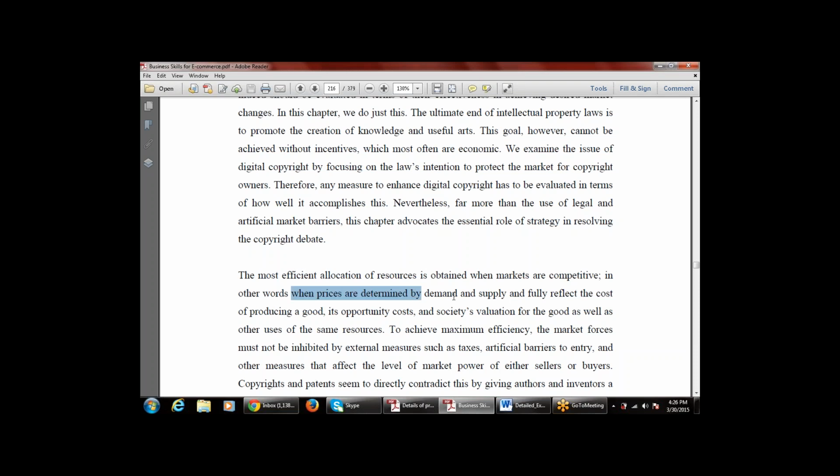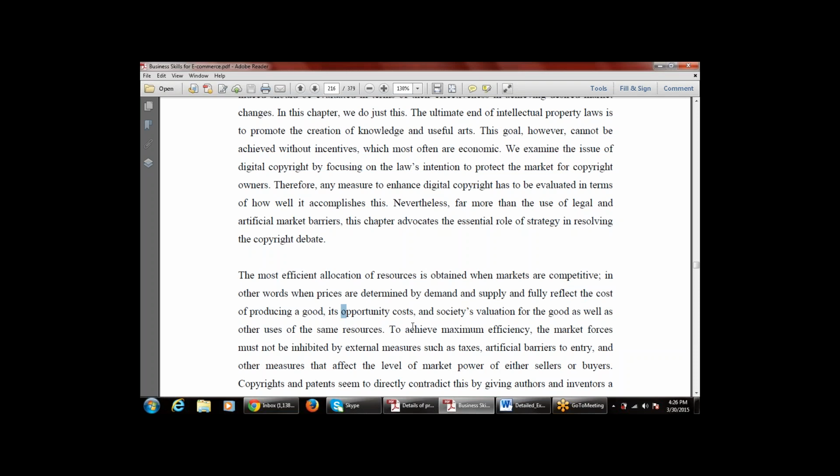In other words, when the prices are determined by demand and supply and fully reflect the cost of producing a good. So if I say the efficient allocation of resources, that is a perfect allocation of resources, that is only obtained when the markets are competitive. That is, if there is competition in the market, there is the most efficient allocation of resources.